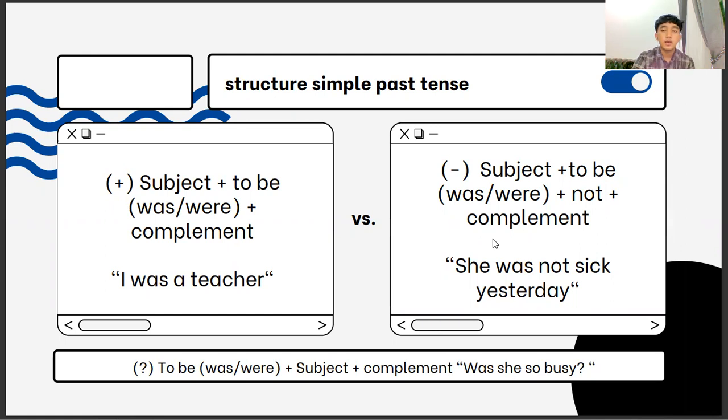And the example sentence is like, for the positive form, I was a teacher. For negative, she was not sick yesterday. And for interrogative, was she so busy?